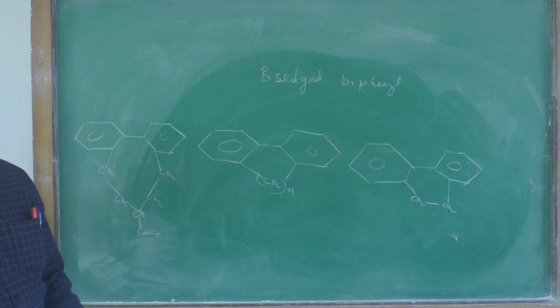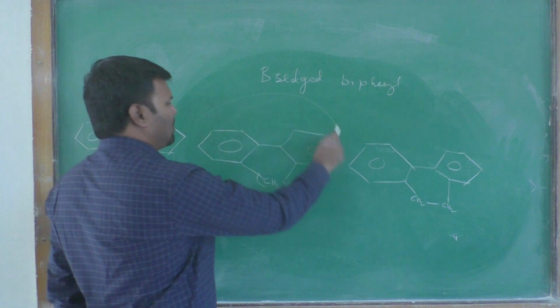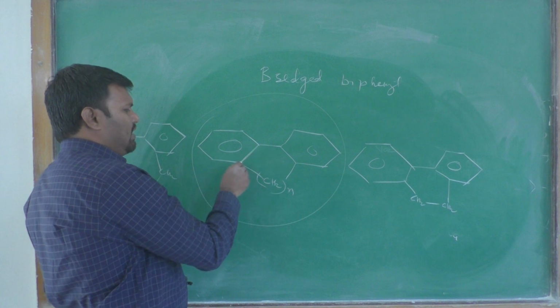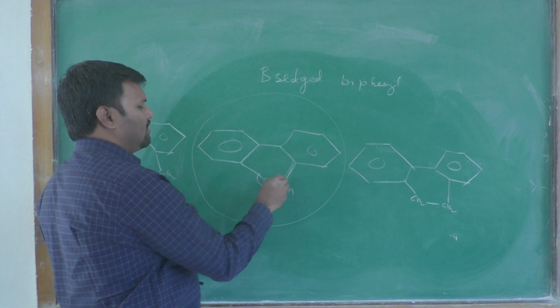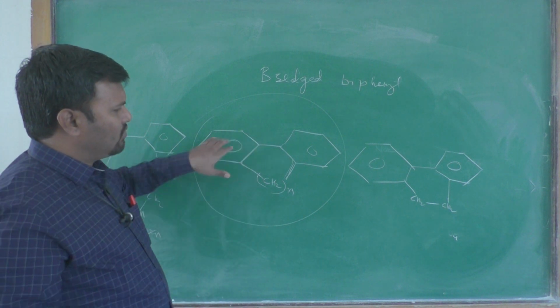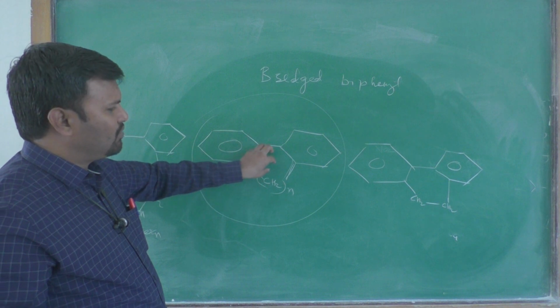Okay, one of these is the bridged compounds. If you consider the first compound, the ring is small in size. If n is equal to 1, that ring is a small size. Therefore, these two rings become planar because high strain is produced.